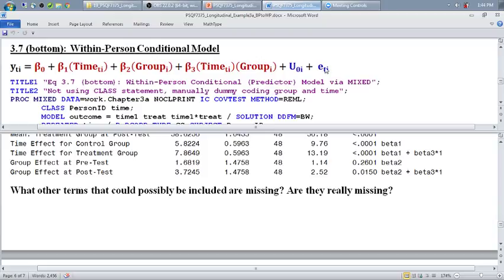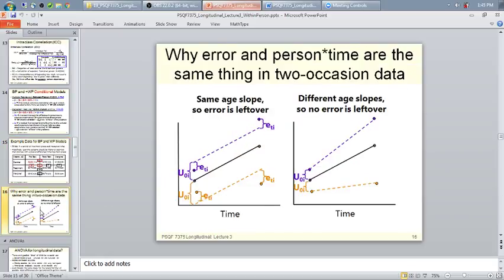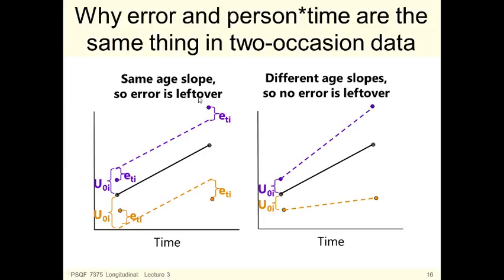So I make this point because I want to illustrate this problem with two occasion data. We have no way of differentiating what is a person by time interaction, meaning people change differently within groups, from what is residual unexplained error. They're bundled into this E term. So I made a picture to try and get at that idea. On slide 16 here, we look at the picture and then we'll be done for today.